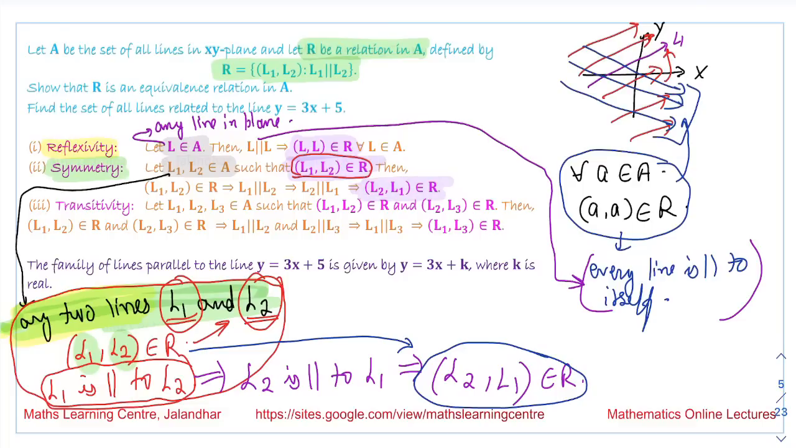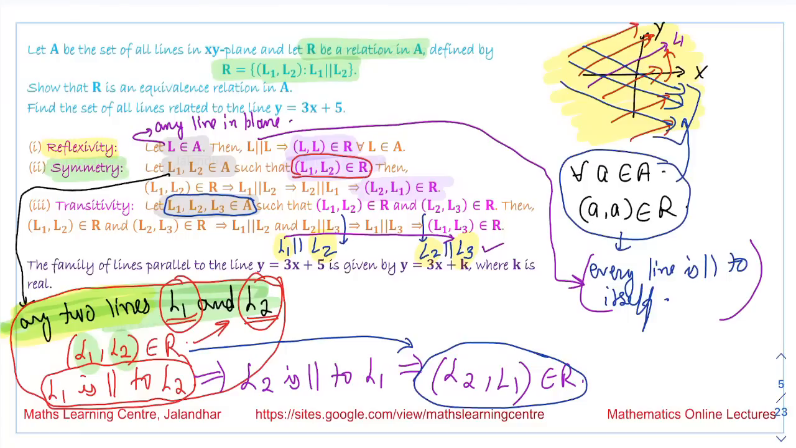And the third thing we have to prove is transitivity. For transitivity, we have considered three lines L1, L2, L3 which belong to A. It is given that (L1, L2) belongs to R. It means L1 is parallel to L2. It is given that L2 is parallel to L3. Then, since we are talking about a plane, if L1 is parallel to L2 and L2 is parallel to L3, then L1 is parallel to L3. This will be true.